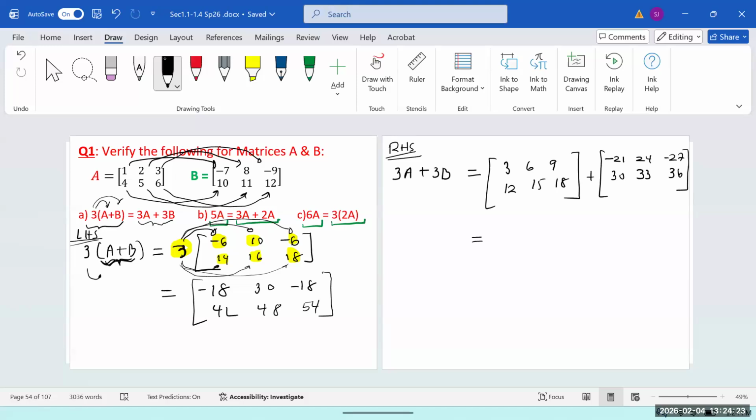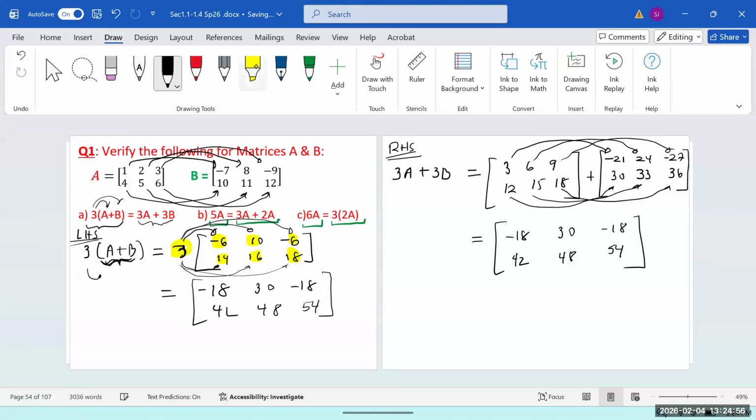For 3a plus 3b, I got negative 18, 30, negative 18 again, then 42, 48, and 54.